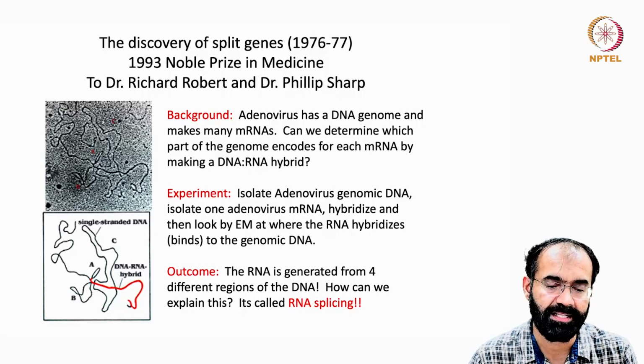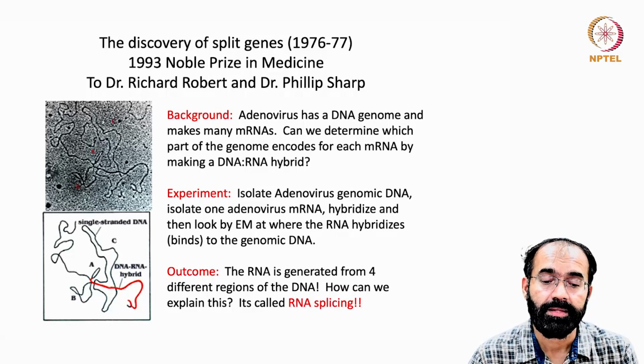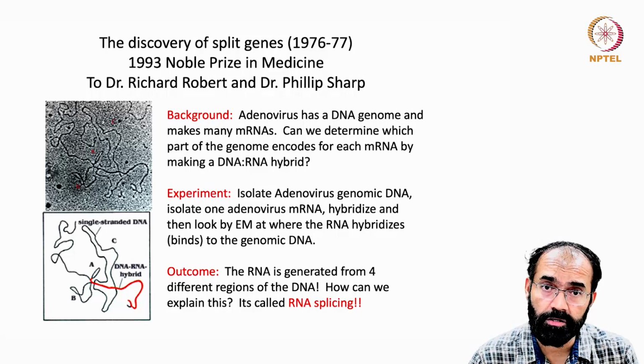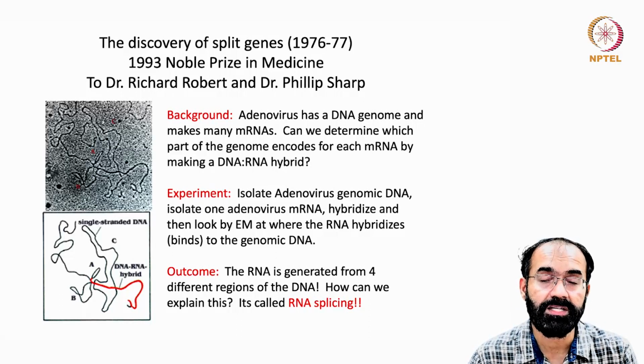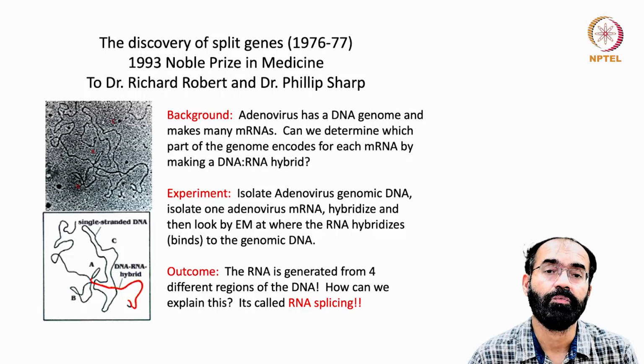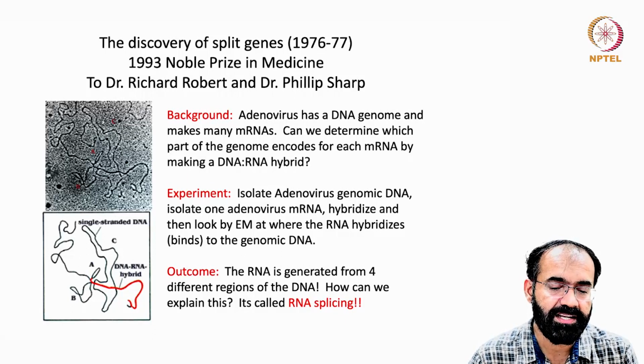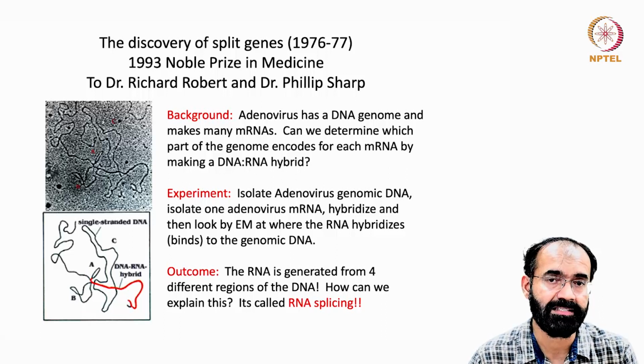So what experiment did they do? Isolate adenovirus genomic DNA, isolate one adenovirus mRNA, hybridize, and then look by electron microscopy at where the RNA hybridizes or binds. Hybridization is a term used where DNA and RNA are pairing to the genomic DNA. Now, what is the outcome? The RNA is generated from 4 different regions of the DNA. That was amazing and surprising.